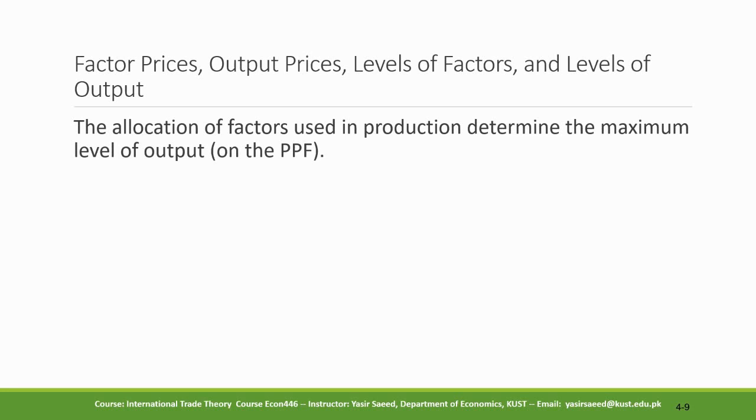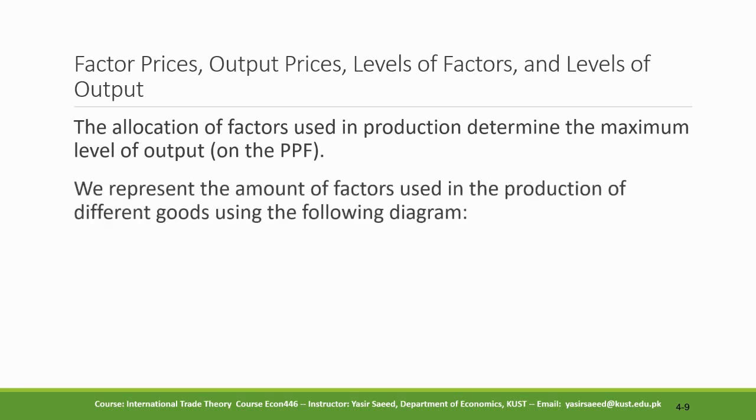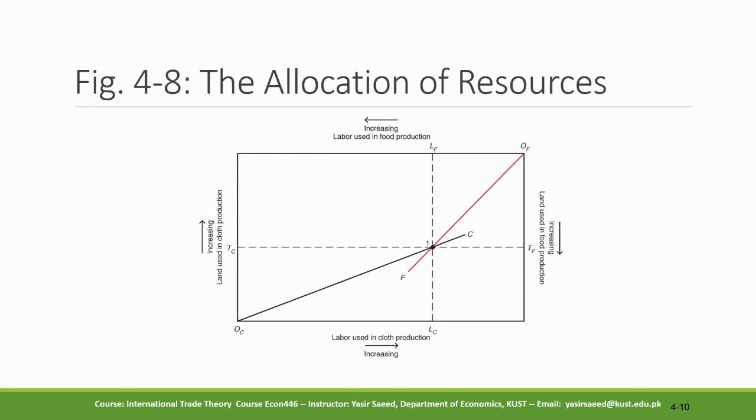So how is this total land and this total labor allocated? For that purpose, we need an Edgeworth box diagram, which covers the total land as well as the total labor available in the economy and the distribution of these factors of production. So let us look at the Edgeworth box diagram. Here we have the Edgeworth box diagram.